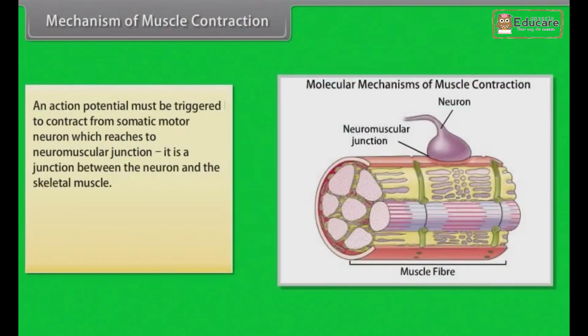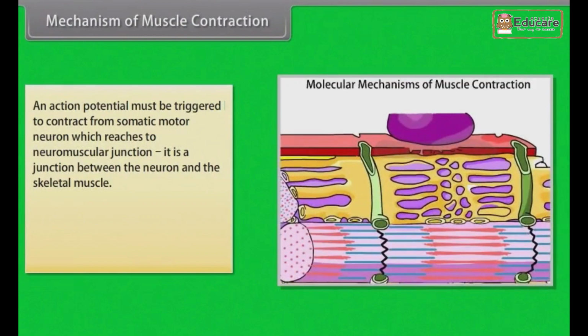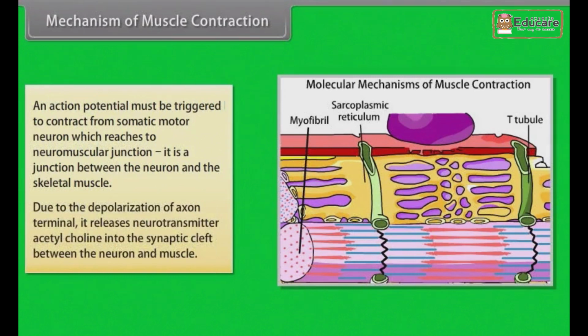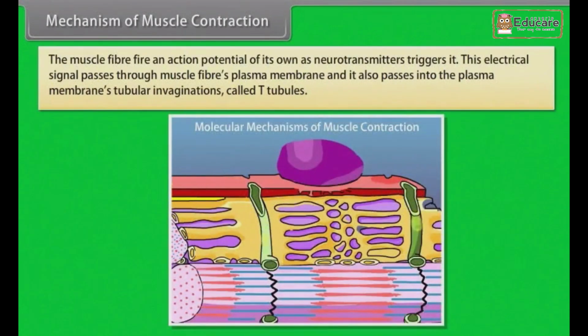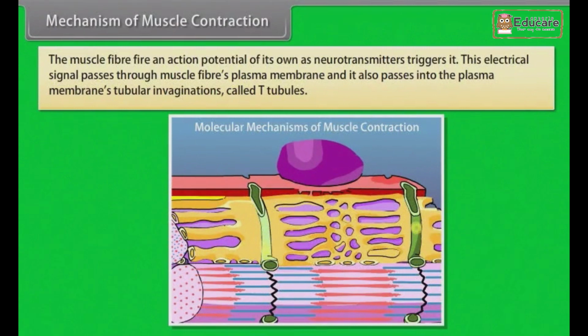An action potential must be triggered to contract from somatic motor neuron, which reaches to neuromuscular junction. It is a junction between the neuron and the skeletal muscle. Due to the depolarization of axon terminal, it releases neurotransmitter acetylcholine into the synaptic cleft between the neuron and muscle. The muscle fiber fires an action potential of its own as neurotransmitters trigger it. This electrical signal passes through muscle fibers, plasma membrane, and it also passes into the plasma membrane's tubular invaginations called T-tubules.